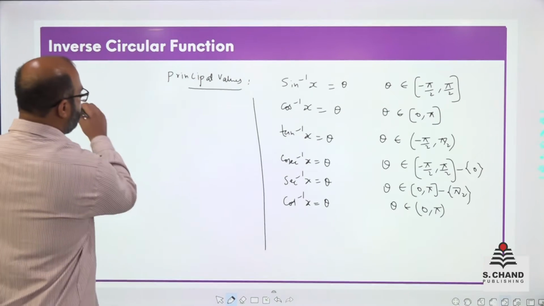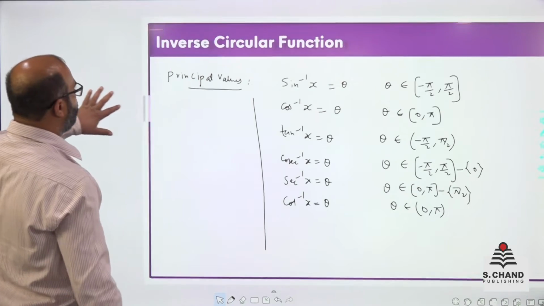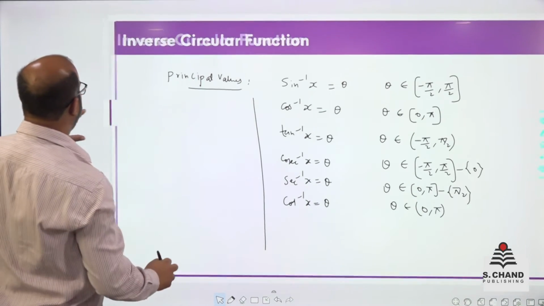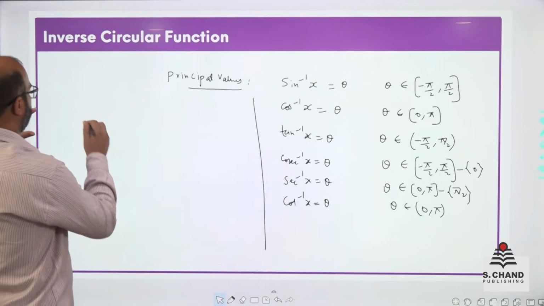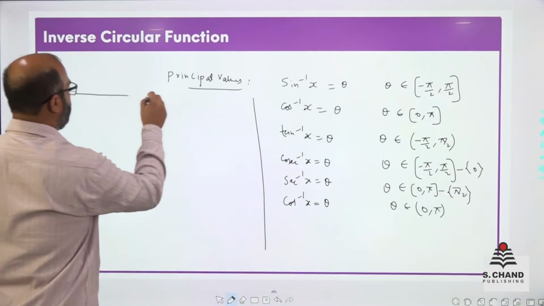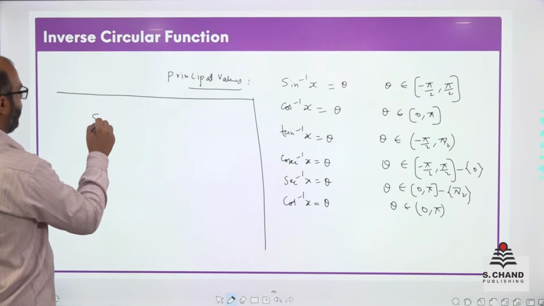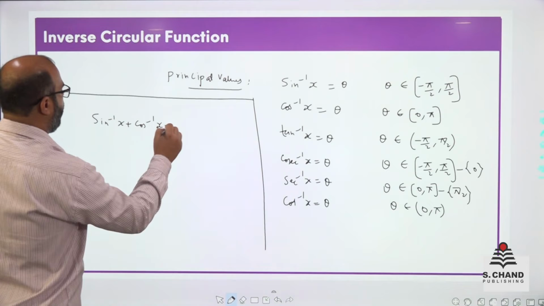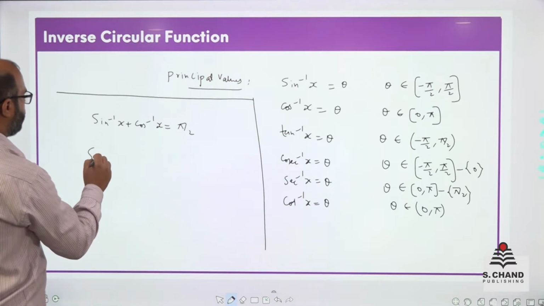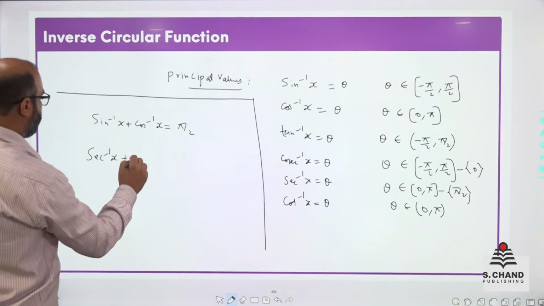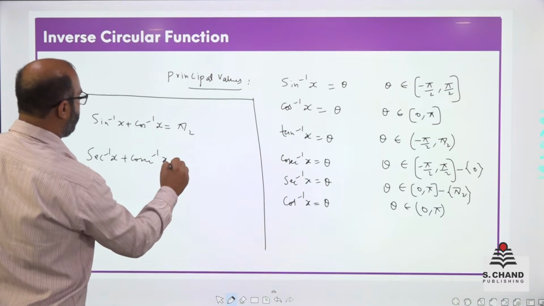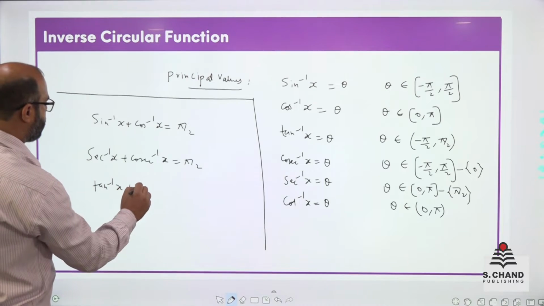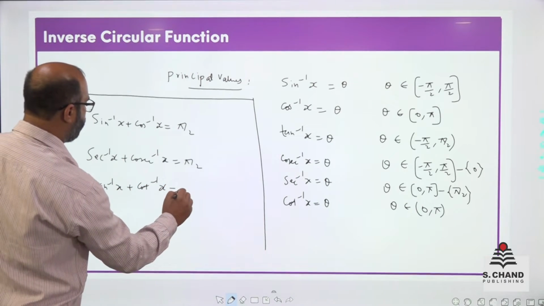What else do we do in this inverse circular functions? There are some formulas also. Let us see those formulas. We have a set of formulas like sine inverse x plus cos inverse x, which is equal to pi by 2. Sec inverse x plus cosec inverse x, which is equal to pi by 2. Tan inverse x plus cot inverse x, which is also equal to pi by 2.